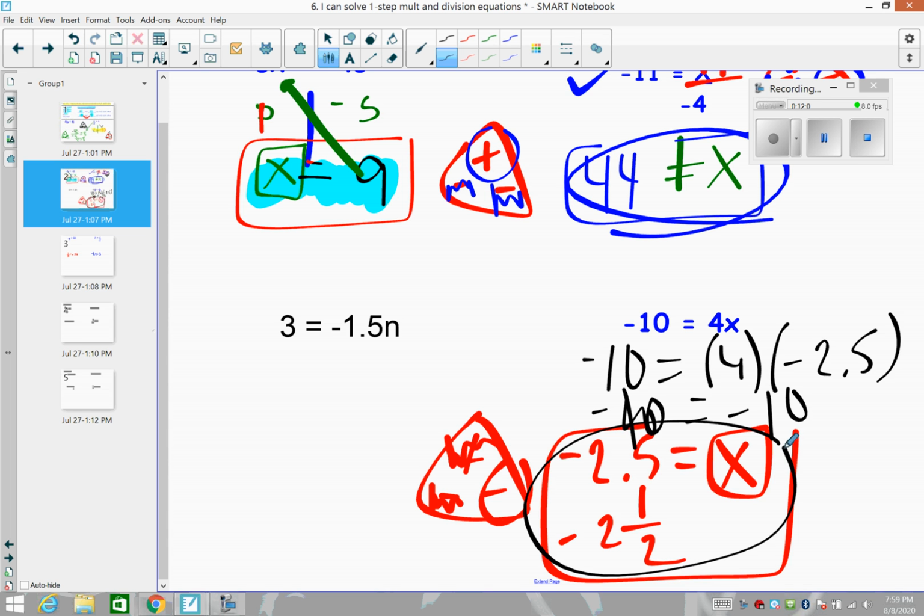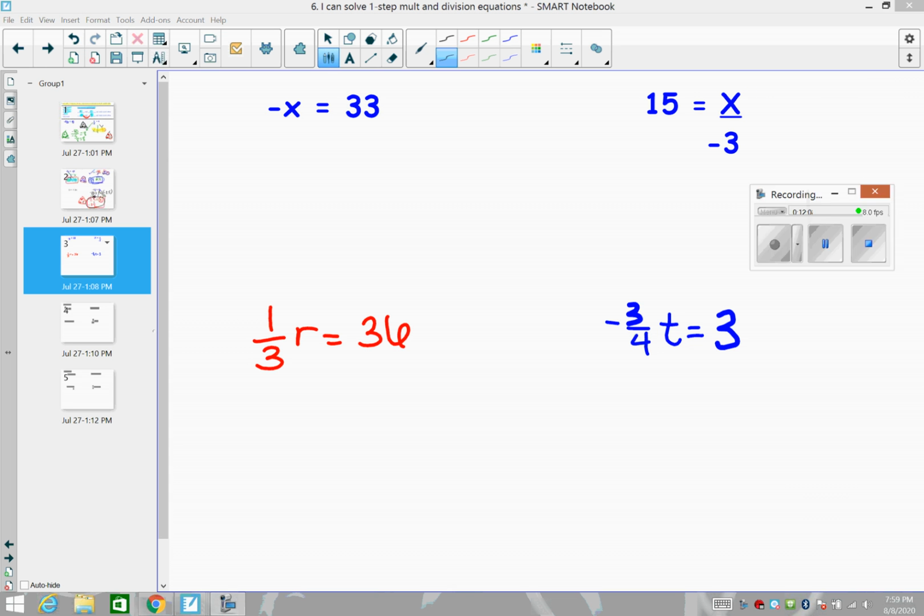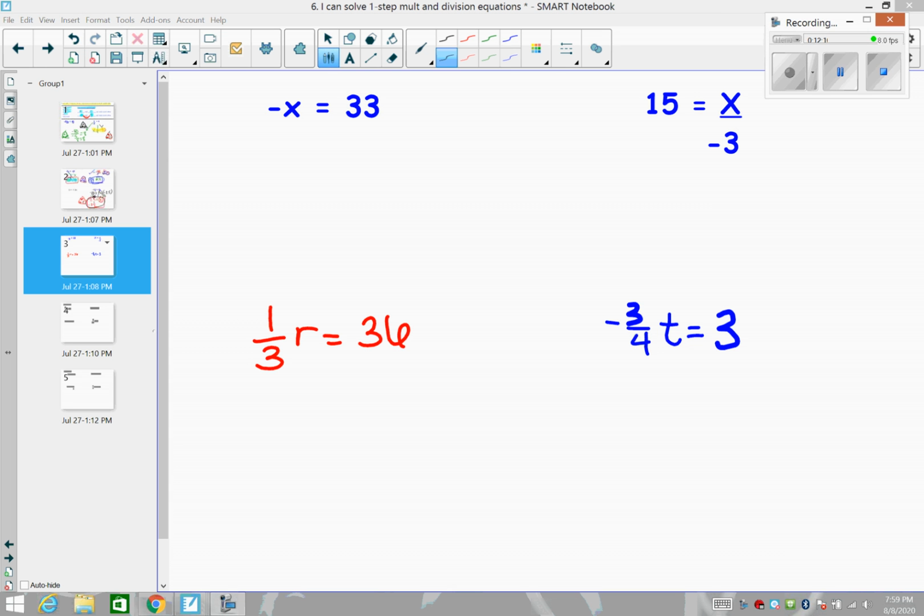Okay, so multiply, divide, one-step equation. So let's take a peek at some of the other stuff I have here. I definitely do want to cover a couple of these. So what happens on this problem here? That's the first problem on the screen.